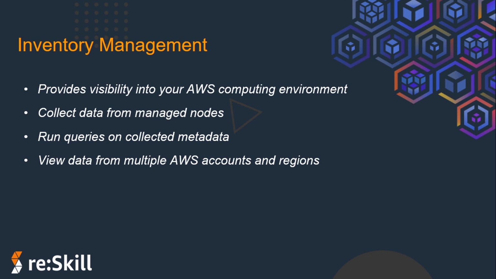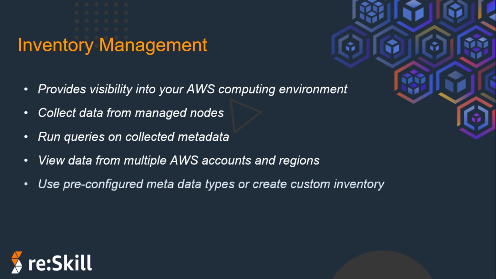You can also configure and view the inventory data from multiple AWS regions and AWS accounts. And if the pre-configured metadata types collected by Systems Manager inventory don't meet your needs, then you can even create a custom inventory. It is simply a JSON file with the information that you provide and add to the managed node in a specific directory. So when Systems Manager inventory collects the data, it captures this custom inventory data.